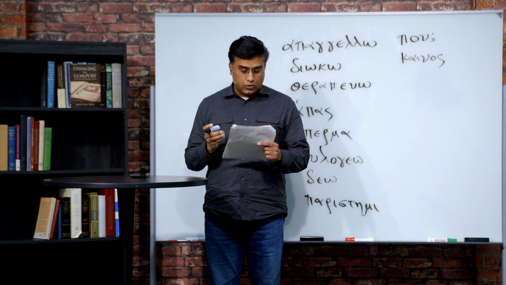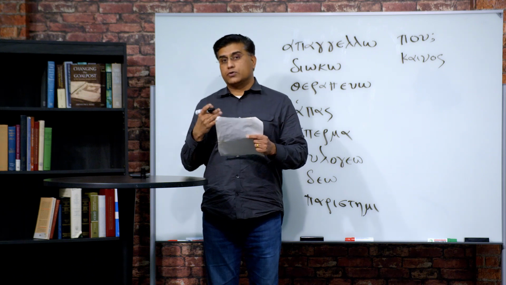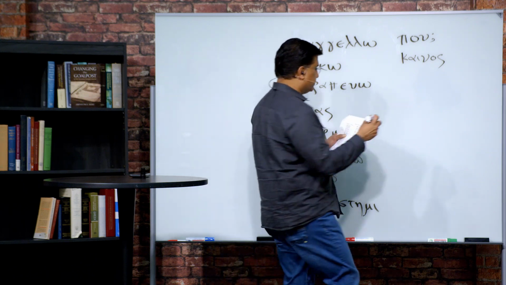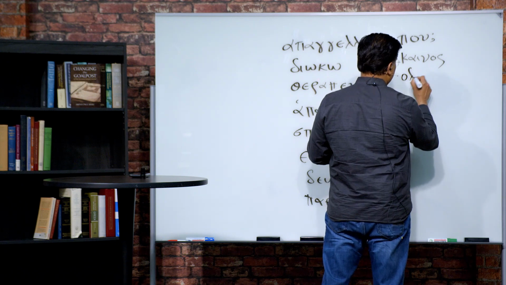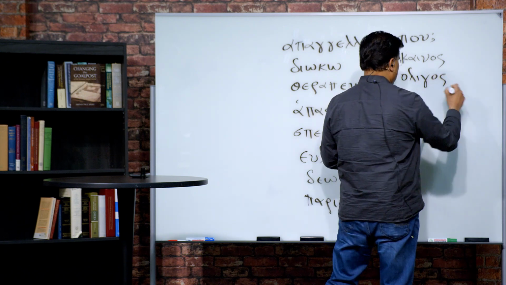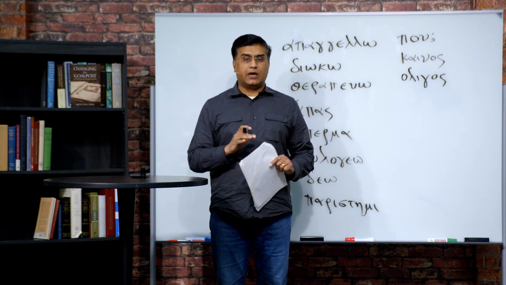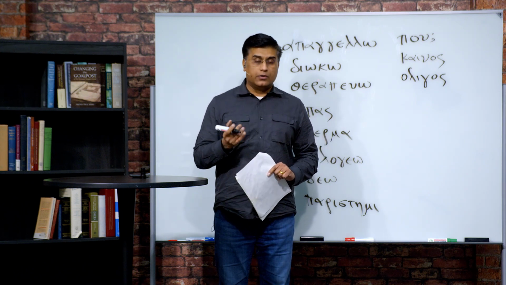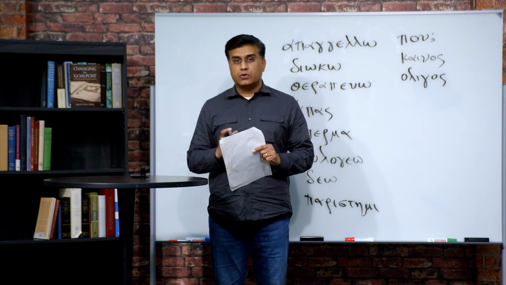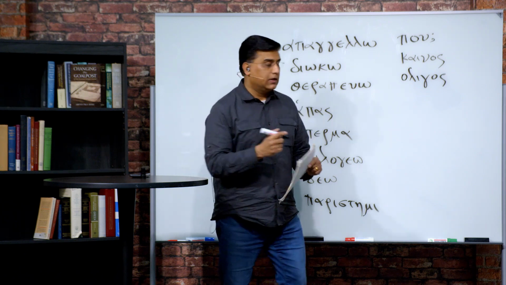Oligos is few or little or small. Next is time. Time has several meanings: honor or value or even price.